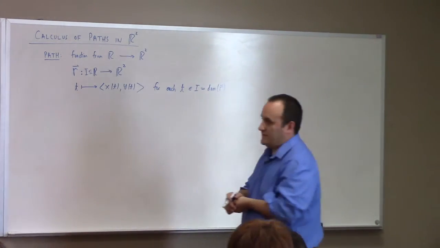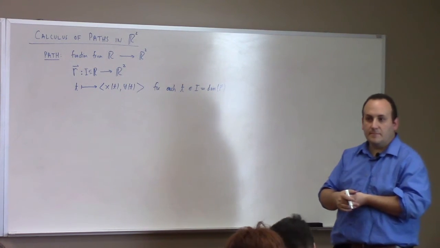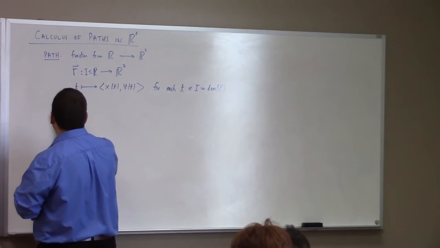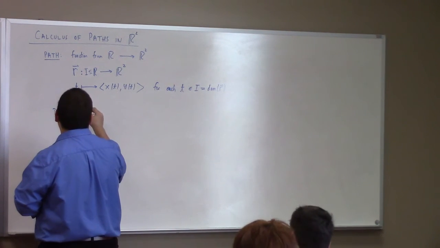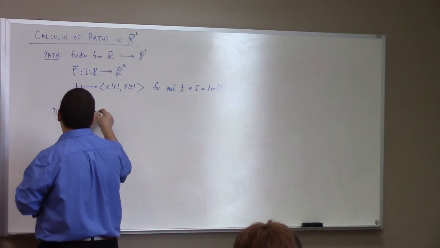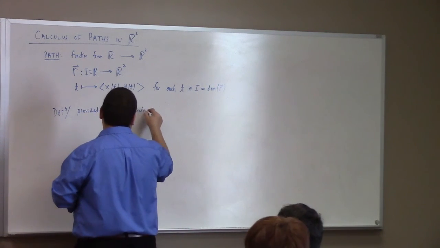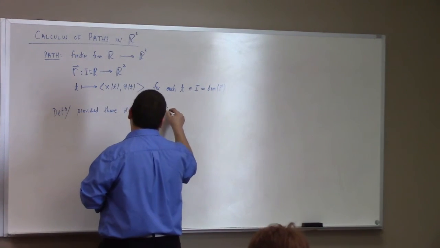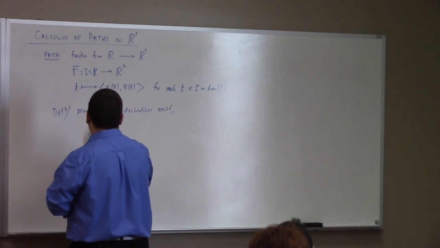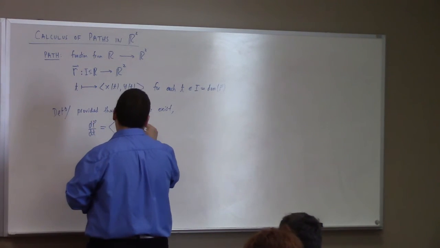So what's the calculus of paths? How would you differentiate a path? How would you integrate a path? So here's the definition. Provided these derivatives exist, we define dr dt to be dx dt, dy dt.